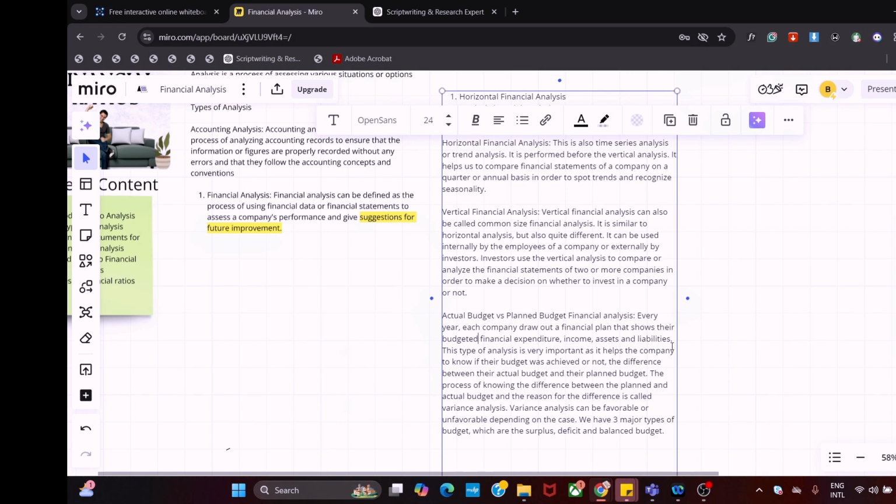Was it because they incurred new assets? Was it because they needed to give out more loans to customers, or was it because of any other reason? This will help them better plan their resources, and know how they can reduce expenses for the next year. So this type of financial analysis is very, very important for every organization.